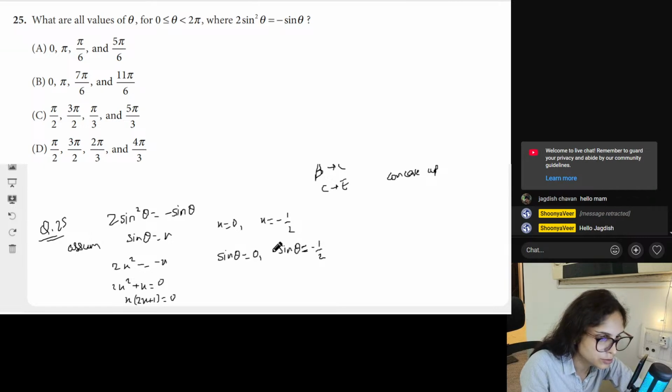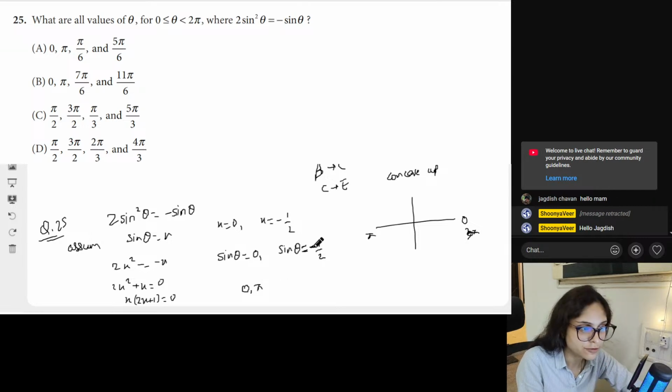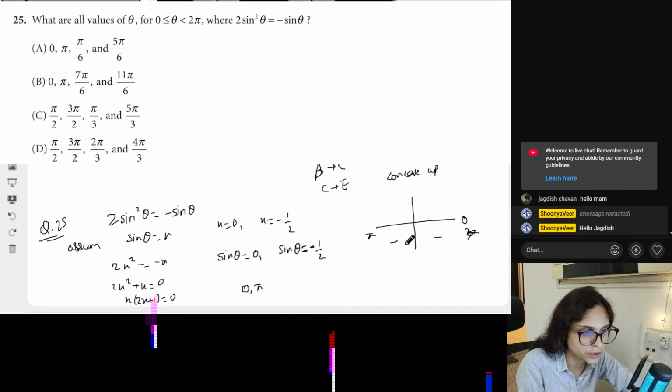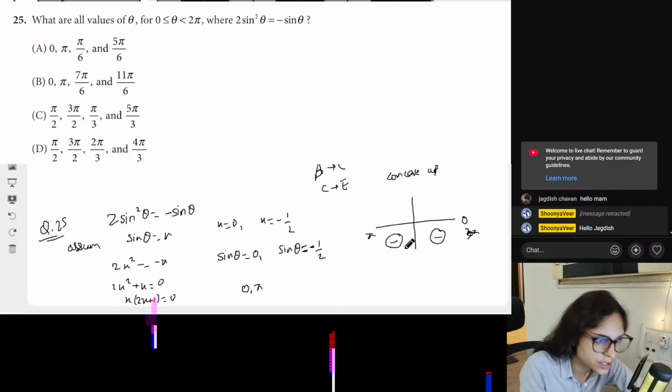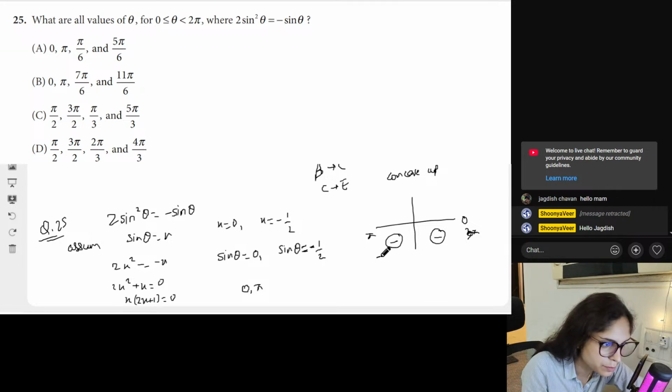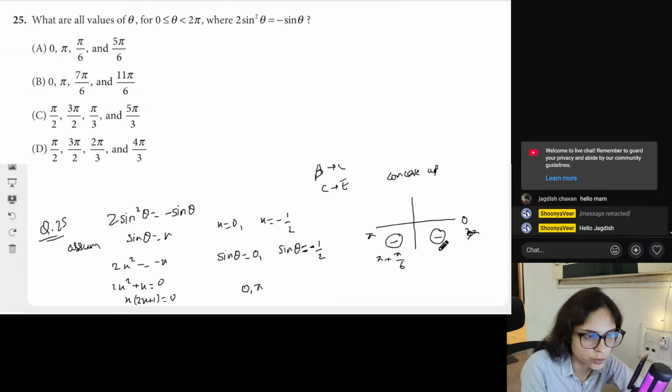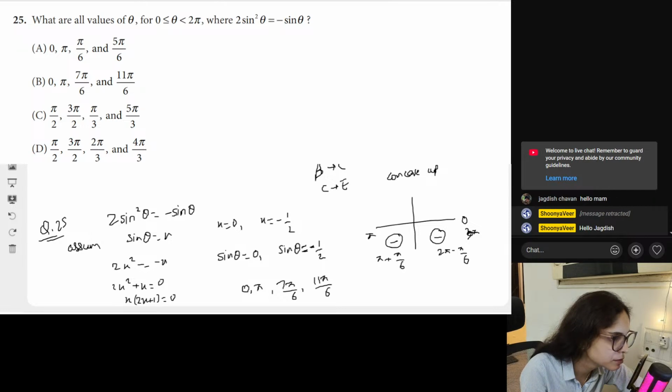So sine theta is 0. If you make the unit circle, at 0 and pi and 2 pi, you don't have 2 pi, so that's a good thing. So 0 and pi are the solution. Sine theta is negative 1/2 over here and over here. And 1/2 is for 30 degrees, that is pi over 6. So in third quadrant it will be pi plus pi over 6. And in fourth quadrant it will be 2 pi minus pi over 6. So it is 7 pi over 6 and 11 pi over 6. So these four values. Option B.